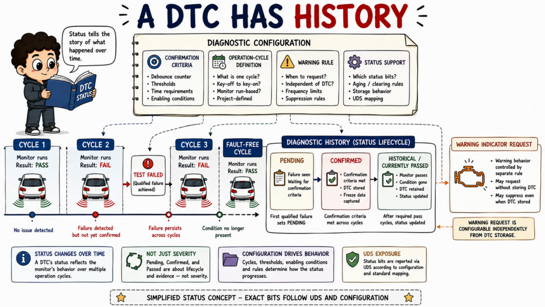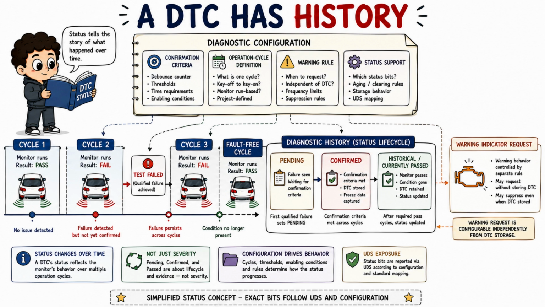When an event qualifies as failed, DEM updates its diagnostic status. Depending on configuration and operating history, status information may indicate ideas such as a test currently failing, a pending DTC, a confirmed DTC, or a requested warning indication. Pending and confirmed do not simply mean weak fault and strong fault. They represent diagnostic history and qualification rules defined by the standard and project configuration.